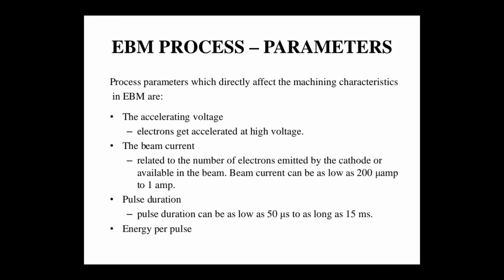The first is the accelerating voltage. The electrons get accelerated at high voltage. Then the beam current, related to the number of electrons emitted by the cathode or available in the beam. Beam current can be as low as 200 microampere to 1 ampere. Next process parameter is the pulse duration. Pulse duration can be as low as 50 microsecond to as long as 15 millisecond, and energy per pulse.